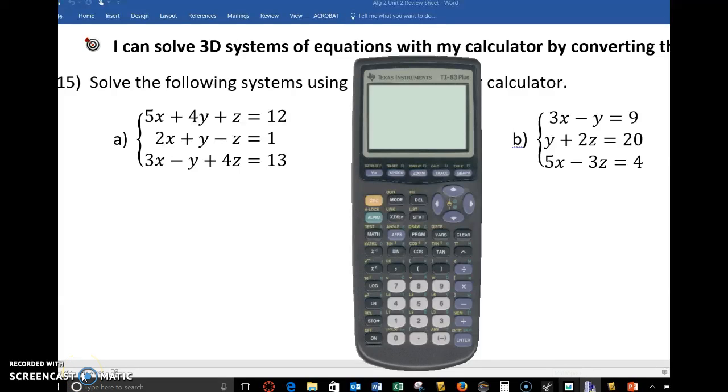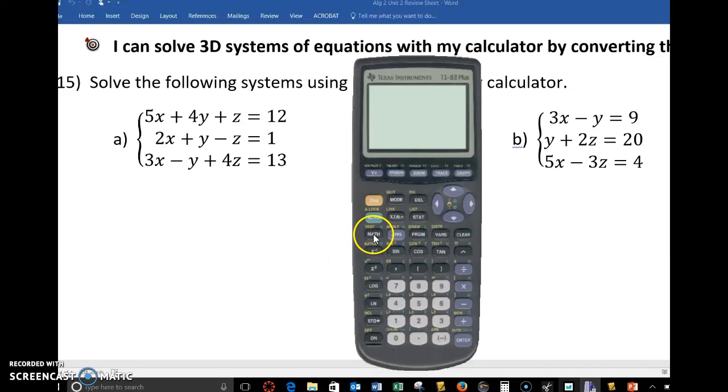All right, so number 15, we're solving these systems with our calculator. This is where we're going to have to be proficient with using the matrix button in our calculator. I'm going to start by entering this matrix here as matrix A into my calculator. I probably should write this down, but I can't in this mode on my screen.